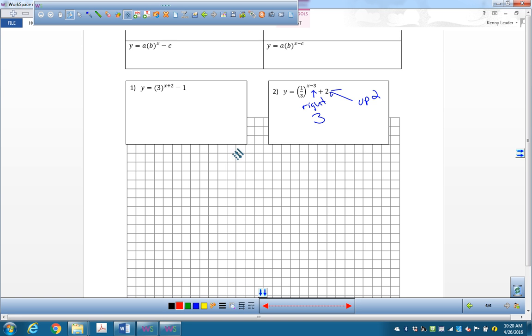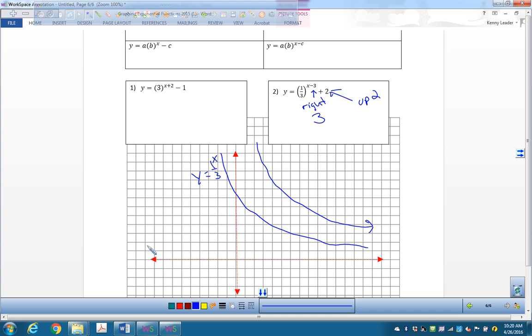So real quick, I'm not going to graph all the points. If I know the first graph, remember when we graphed y equals 1/3 to the x, it would kind of look like it's going downhill. That's 1/3 to the x. So if this is y equals 1/3 to the x, then I would take that whole graph and move it over 3 and up 2. So it'd be somewhere up here.